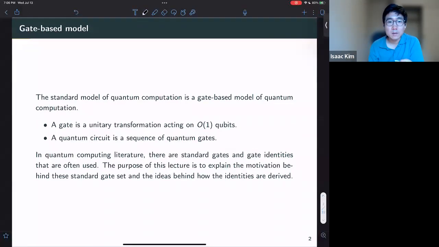Of course, at this point, maybe one can say that's just a definition of the quantum circuit and that's the end of the story. But there is actually quite a bit of interesting work in this direction. In the quantum computing literature, there are some gates and choices of gates that people use, and the gate identities that people use. And there are some motivations behind this. Hopefully I can explain the why in this lecture.